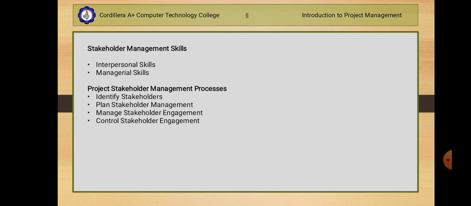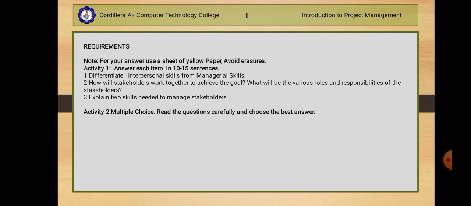Okay, so those are the project stakeholder management processes. That is for our lesson or discussion for week 8, and I hope everyone understands our topic for today. If you have a question or point of clarification, please do not hesitate to ask me through my personal messenger or in our group chat. So I hope you understood, and like I said, if you have questions, you can just chat me. Okay?